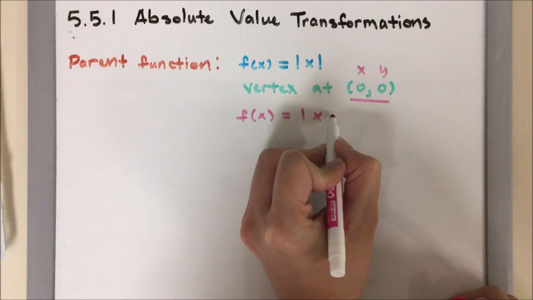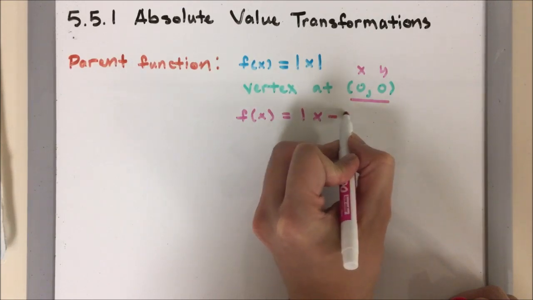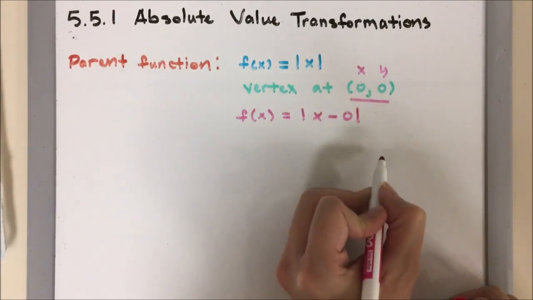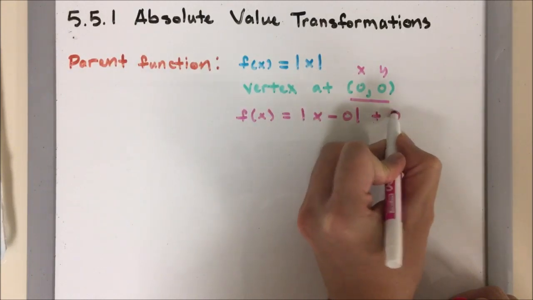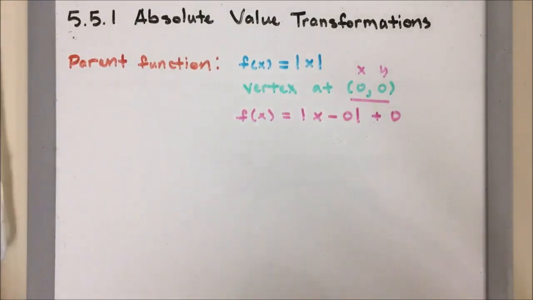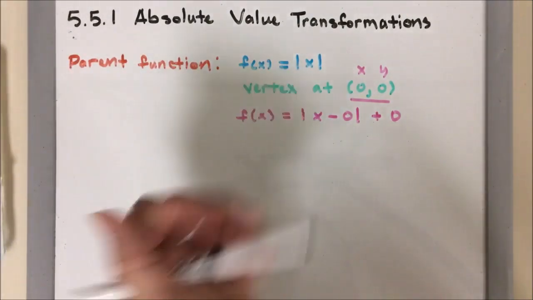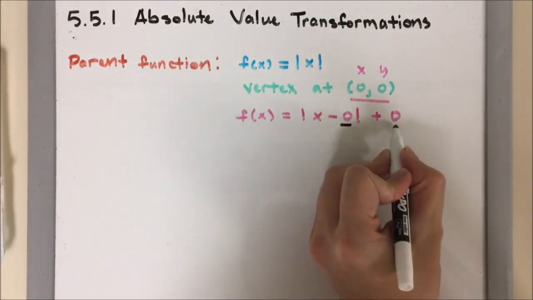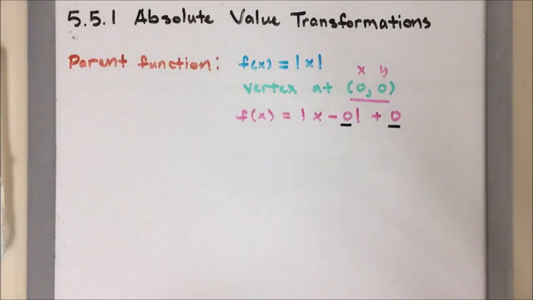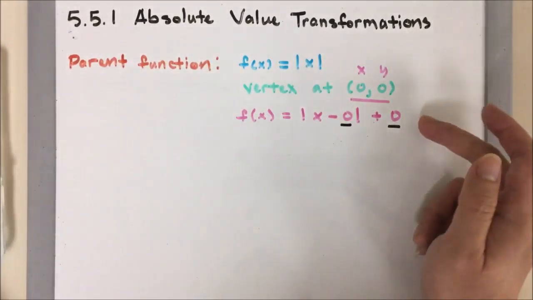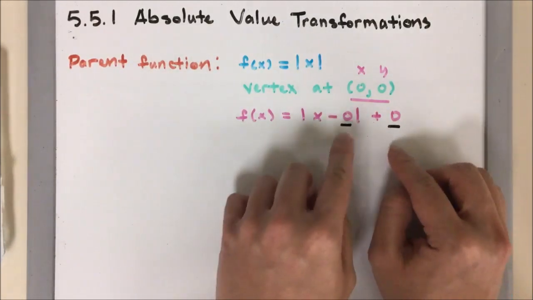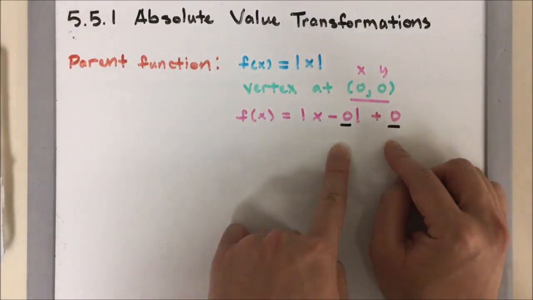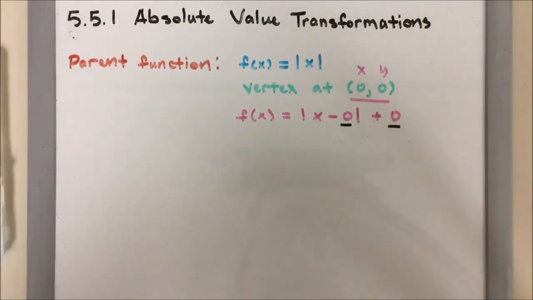You could write either minus or plus 0. I use minus 0, then outside the absolute value, or behind the absolute value, I'll write plus 0. So if you look closely, here's the 0 for the x and here's the 0 for the y. The reason I wrote it this way is because we're going to have two more examples where we're going to have numbers, and that's going to help us determine our vertex when it comes to graphing.